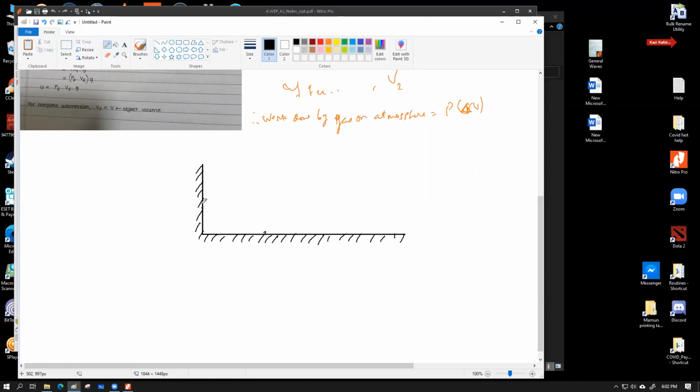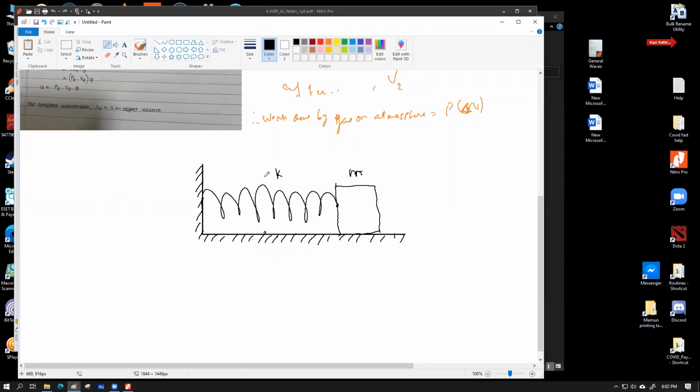Let's say over here we have attached a spring. This is the natural position of the spring, and at the end of the spring we have attached an object. Let's say the mass of this object is m. And let's say the spring constant of this spring is k. I'm giving this value of k because every spring has one.